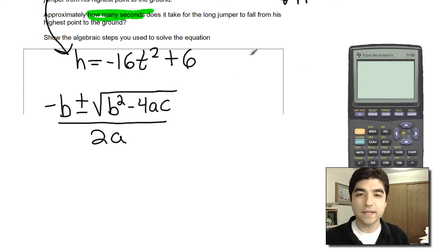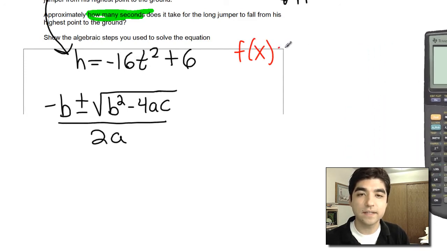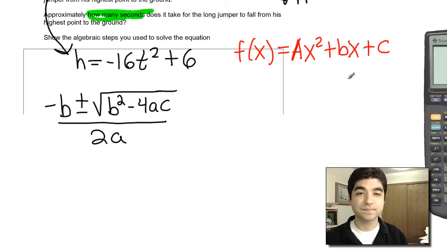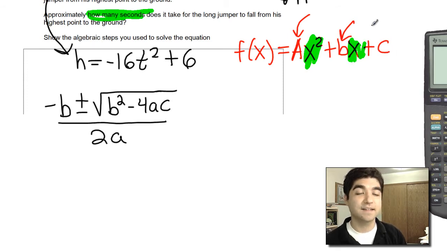Now, in the regular equation, you would have f of x equals ax squared plus bx plus c. So whatever number is in front of the x squared, that is your a, and whatever number's in front of the x, that is your b, and then whatever number is chilling by itself without an x, that's your c.